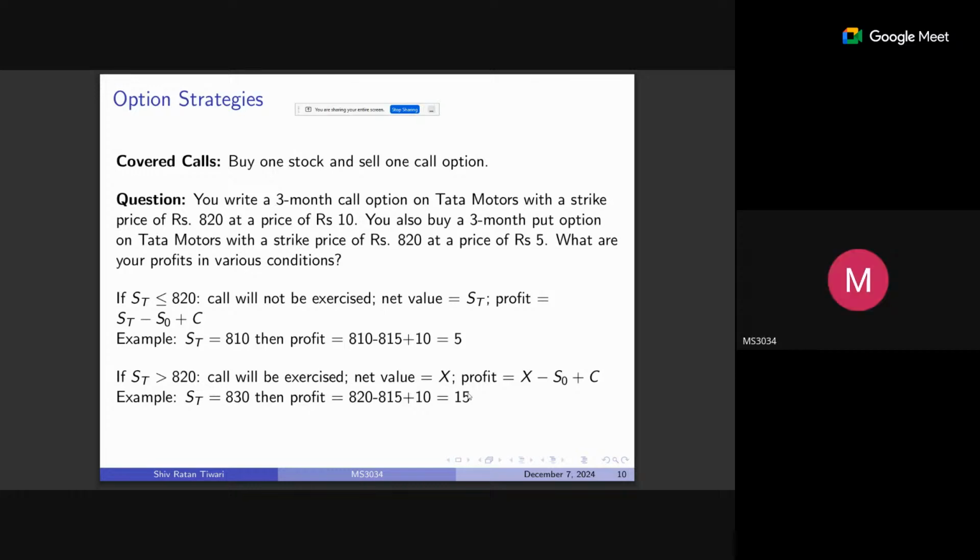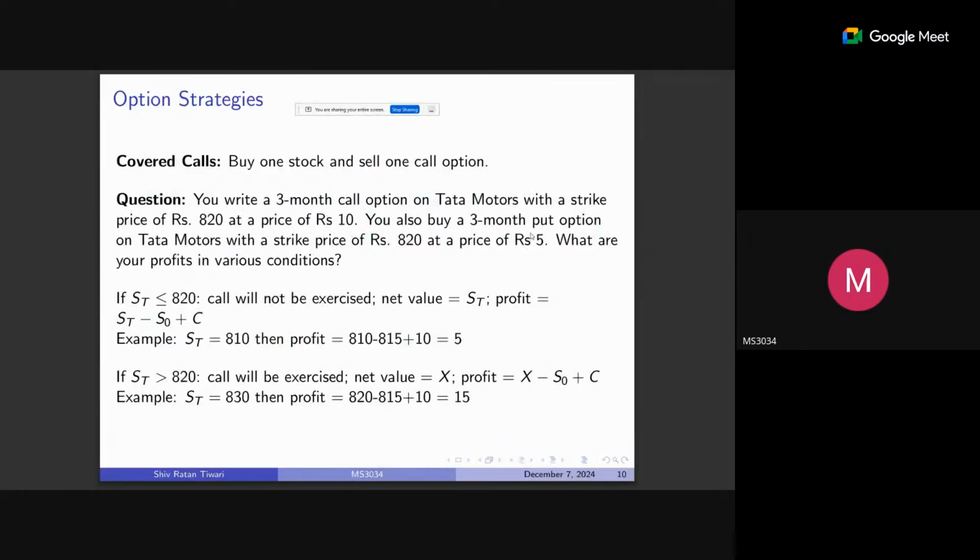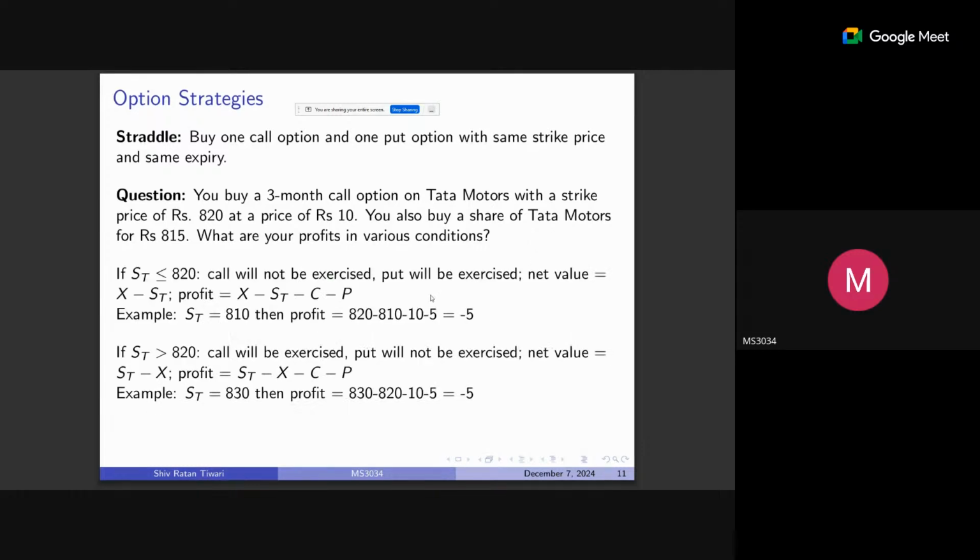Yes. One more strategy which we discussed is the straddle. It involves buying one call and one put option with the same strike price and same expiry. So you will purchase a 3 month call option with a 20 rupees strike price and a 3 month put option with a 20 rupees strike price, and the price of the call option is 10 rupees and the price of the put option is 5 rupees. So let's analyze this condition. Here also, if the share price is less than 820, you will not exercise the call but you will exercise the put.